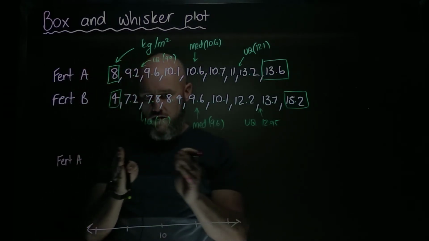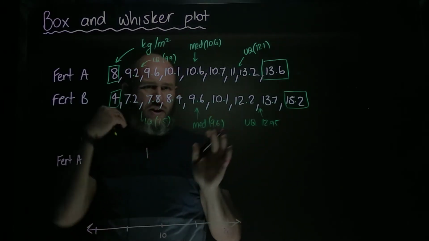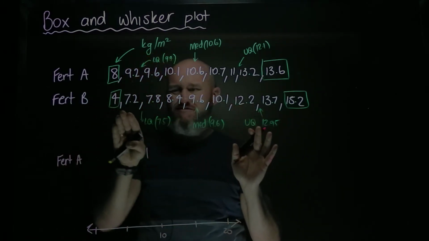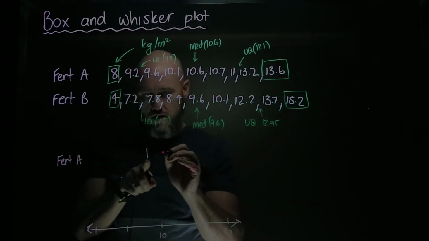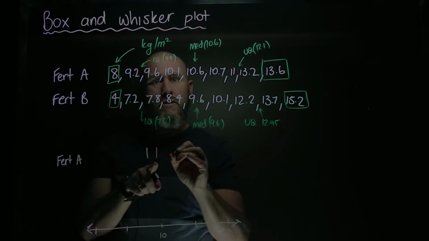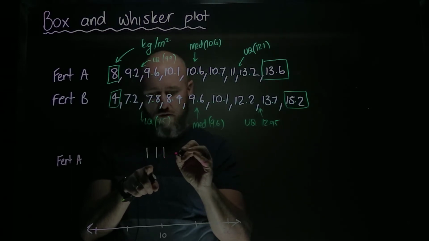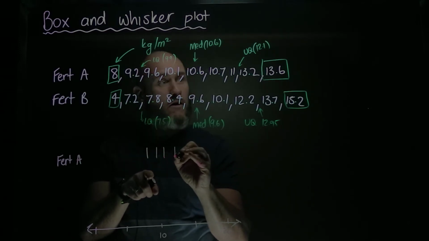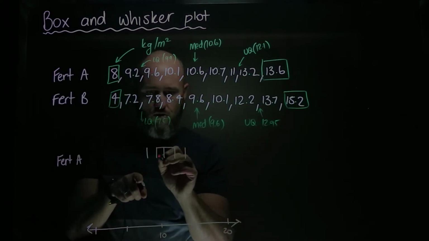So FERT A goes 10. Now I'm going to have a look for the outliers in a minute, although I suspect there are none. Maybe there's 4, but let's just start by sketching it. So it goes 8, then it goes 9.4, then it goes 10.6, then it goes 12.1, and then it goes 13.6. So it's pretty boring and compact.